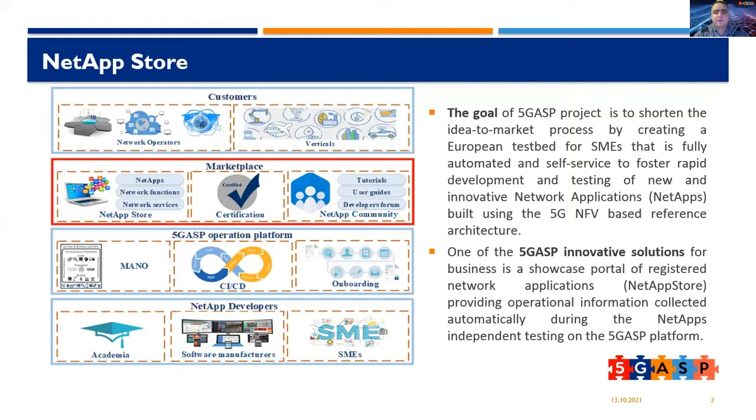So we have the customer side. Customers can be network operators, verticals, and they want to buy something to use on their own facilities, on their own networks to support their end users. We have a marketplace, which is above the 5GASP operation platform, which we are developing for the moment. In this marketplace, we are creating Netapps, network functions, network services. We are publishing them. They have to be already certified in the most effective way.